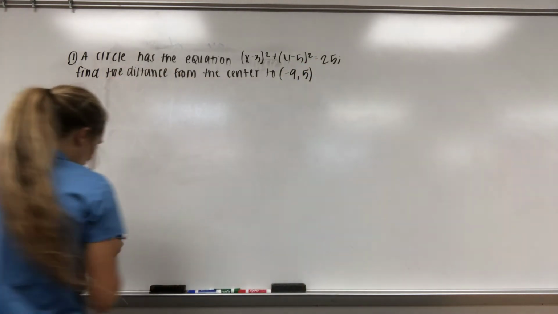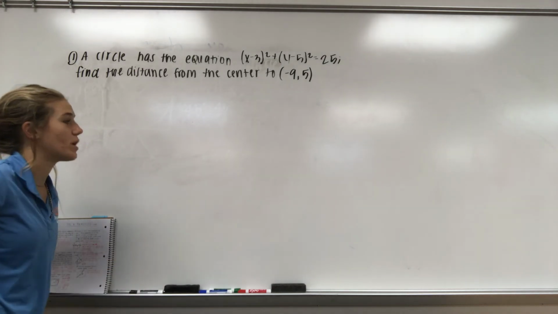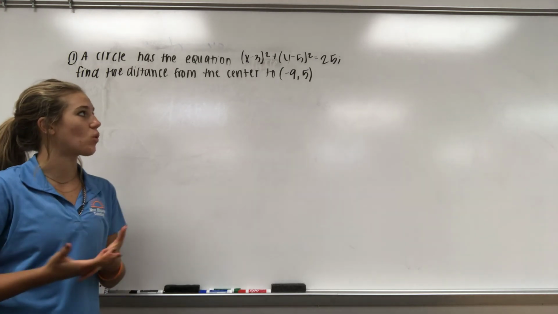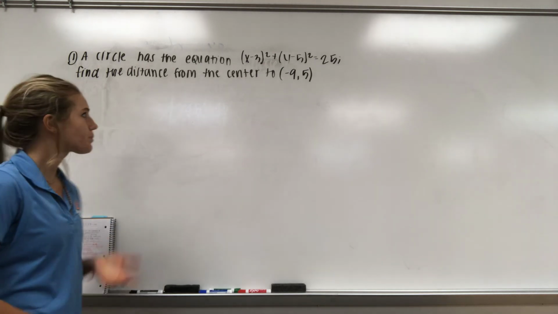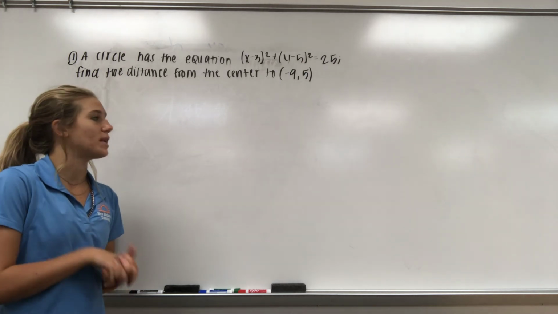Okay, so this is the problem it gives us. It says that a circle has the equation (x − 3)² + (y − 5)² = 25, and it wants us to find the distance from the center of that circle to the point (−9, 5).